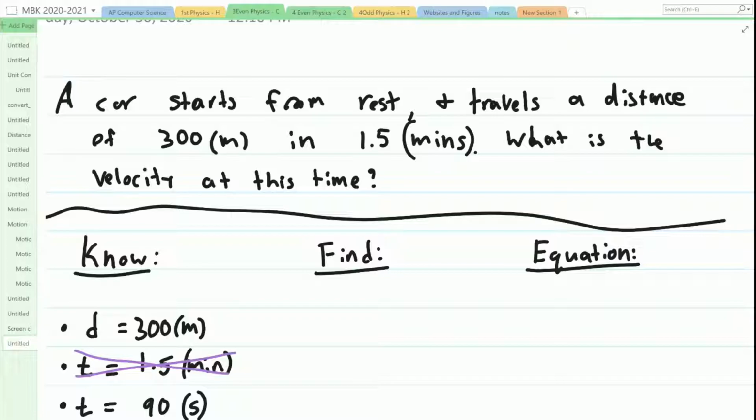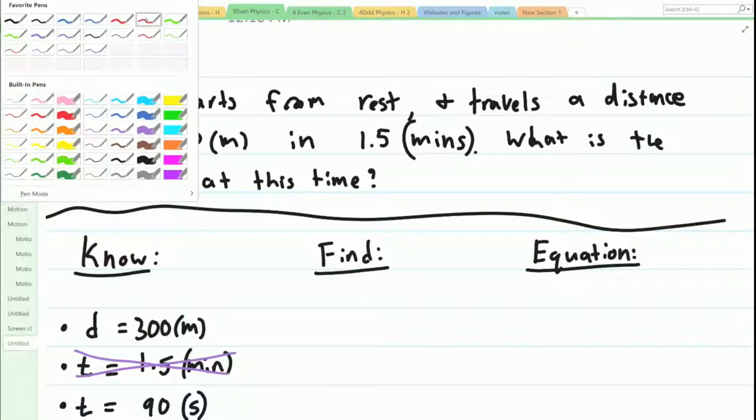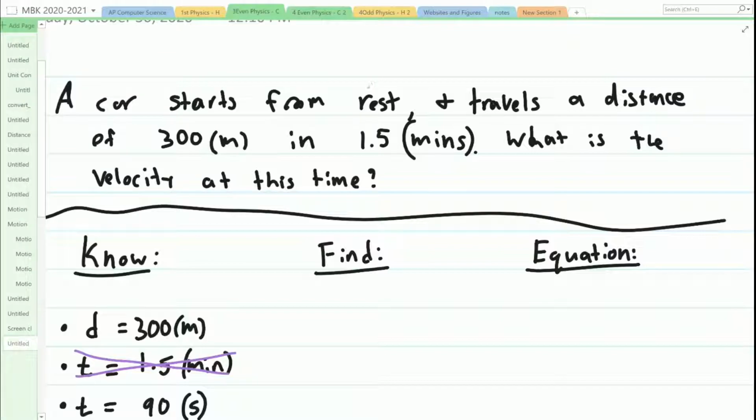So a car starts from rest. If something is starting from rest, this is telling us that our velocity is going to be equal to 0 meters per second at that time period. Okay, so in this case, since it's saying that it starts from rest, that means this is going to be our initial velocity. Does that make sense?